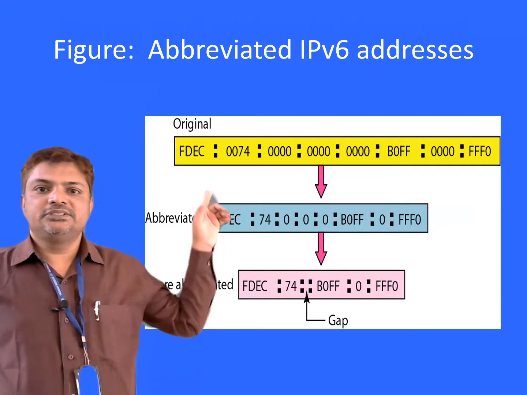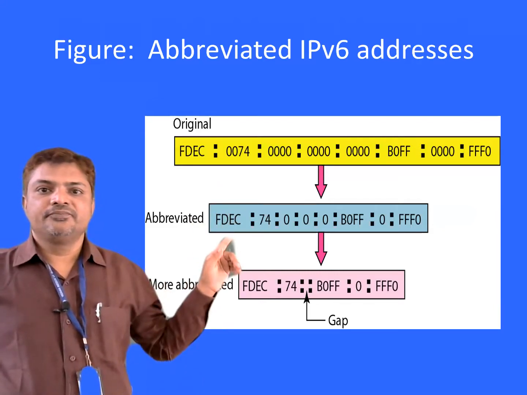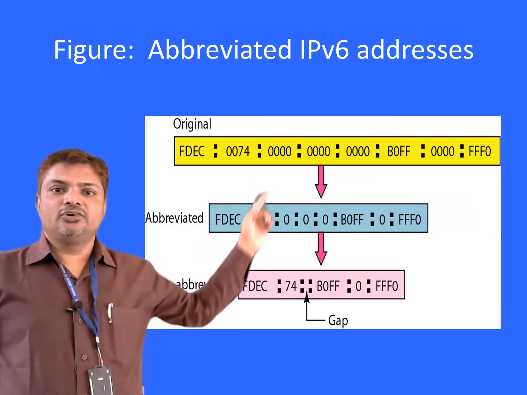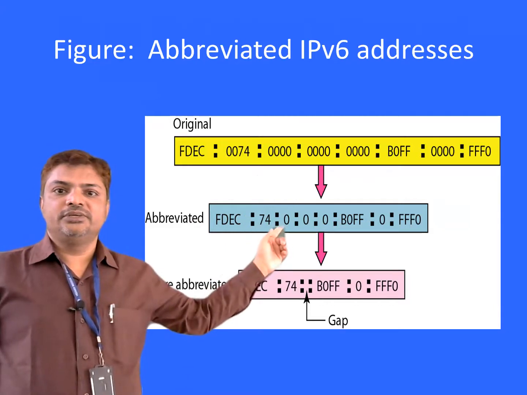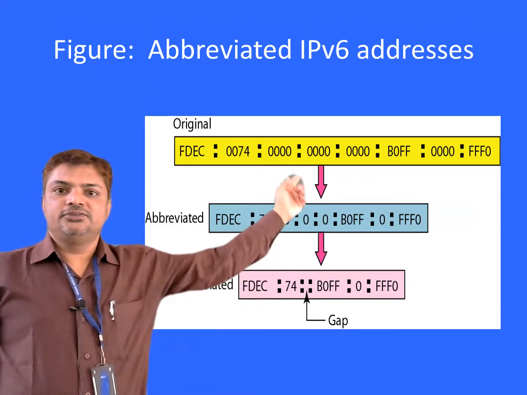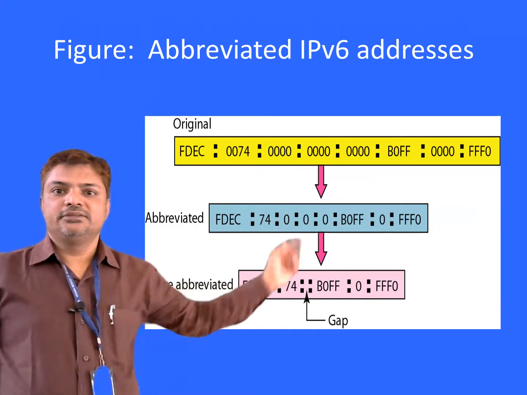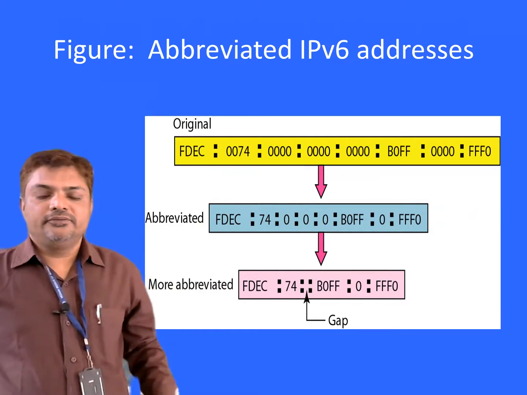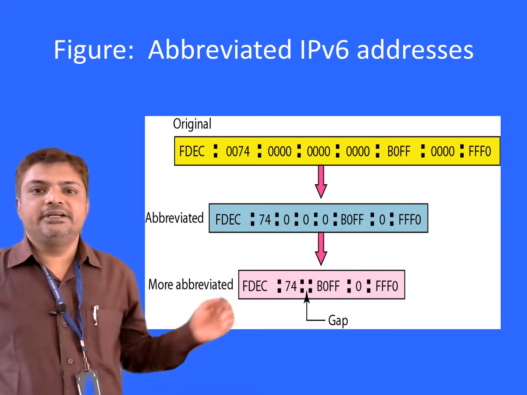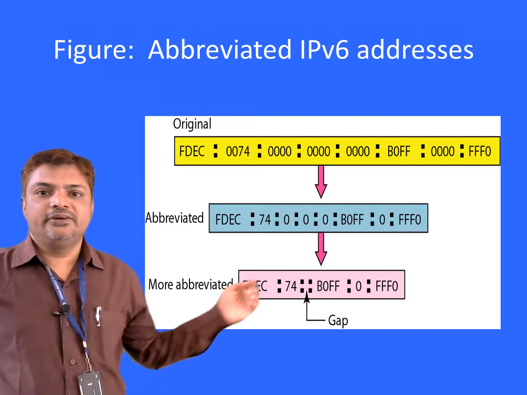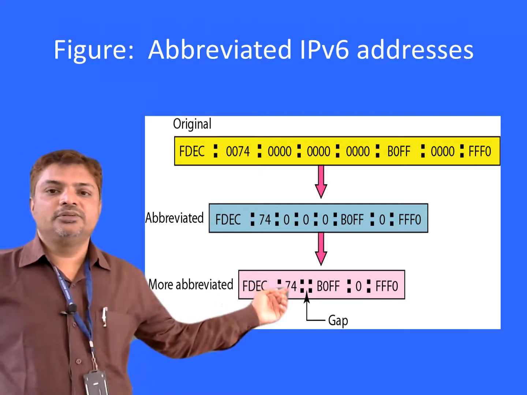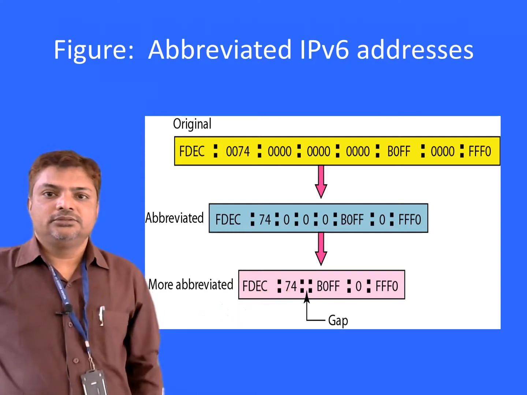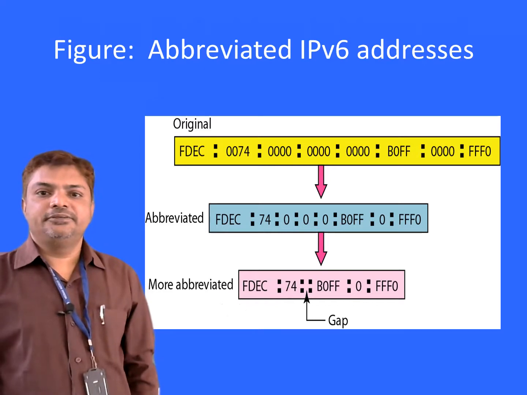So here, this is the original address, and this is the abbreviated one. We have dropped the zeros. There are 4 zeros here, so we have reduced them to a single zero. Similarly, 4 zeros here, we have reduced to a single zero, and so on. We can drop and make it more abbreviated in this fashion. In the last one, we have dropped the zeros and put only a colon. Instead of putting colon 0, we have put only a colon to make it more abbreviated.